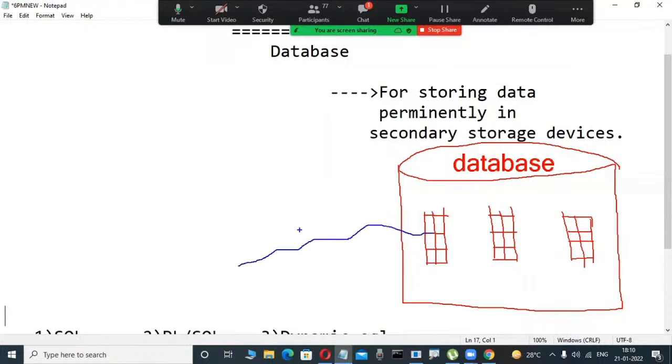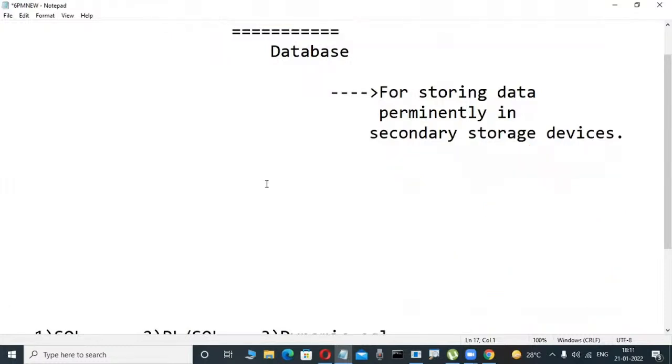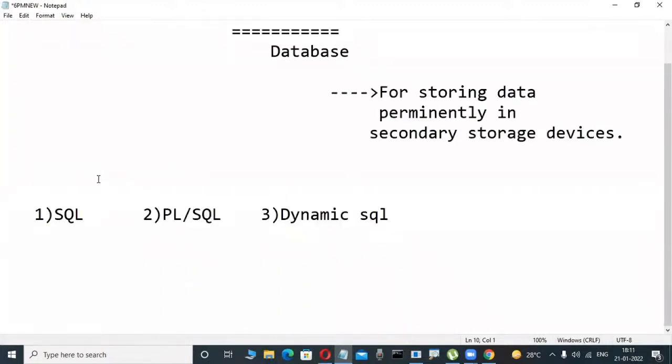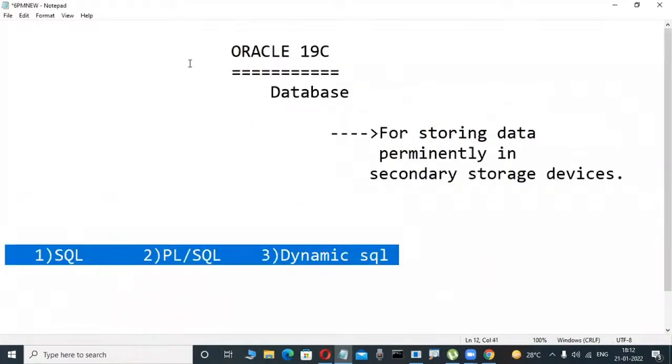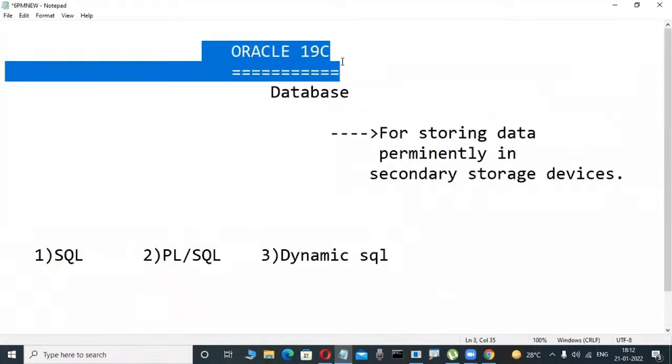We operate on this data using SQL, a language, structured query language. Yesterday I told you up to this point, just a small thing. If you want to operate this Oracle software, we use SQL, structured query language. Another language is PL/SQL, procedural language extension for SQL. Another language is dynamic SQL. Through these three languages we operate this Oracle software in your companies.